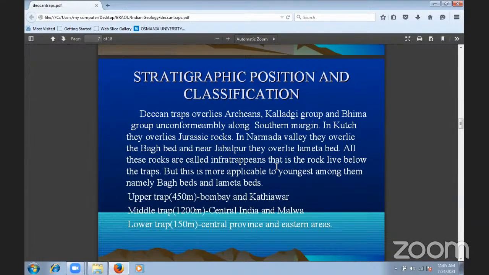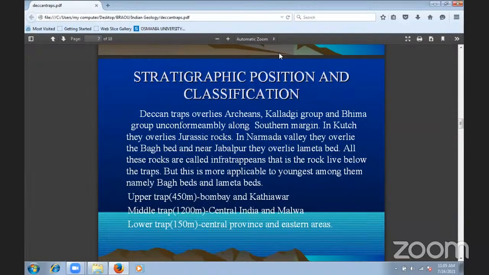In Kutch, they overlie the Jurassic rocks. In the Narmada Valley, they overlie the Bagh beds, and near Jabalpur they have the Lameta beds. All these Lameta beds are the rocks we call the intertrappeans. The youngest beds are these Bagh beds and Lameta beds.